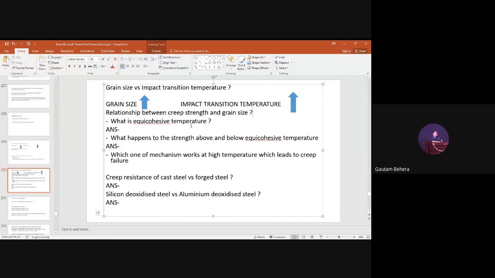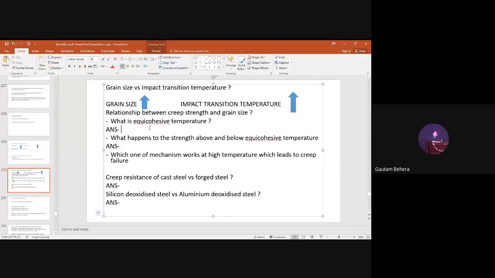That is, what is equicohesive temperature? Do you have any idea about equicohesive temperature? You people have heard about this term elsewhere, in DBM or in phase transformation? Have you ever heard about this one? Equicohesive temperature? No. Okay, fine.